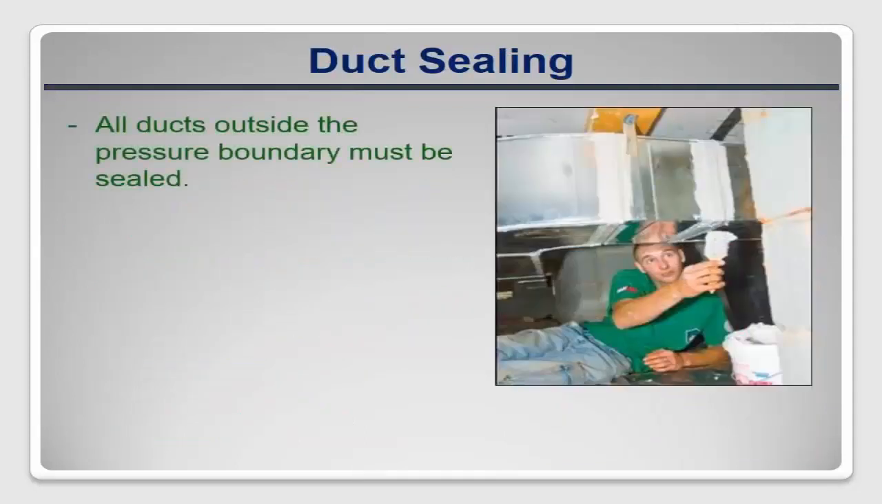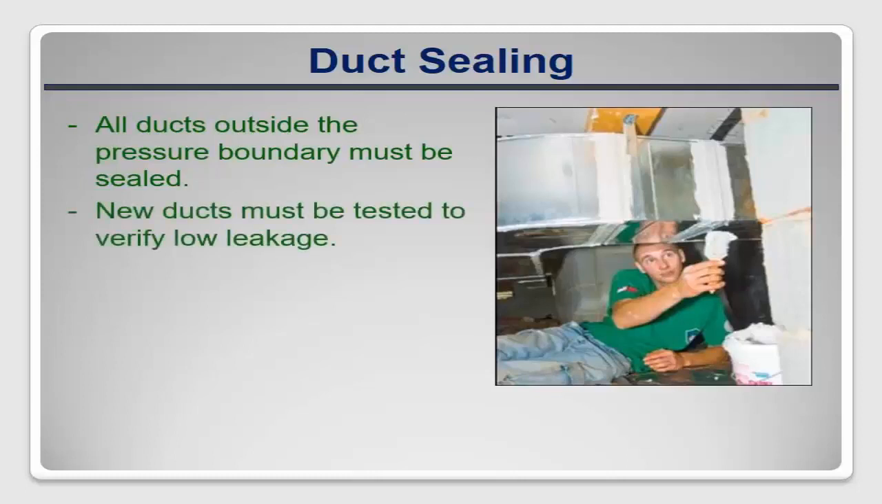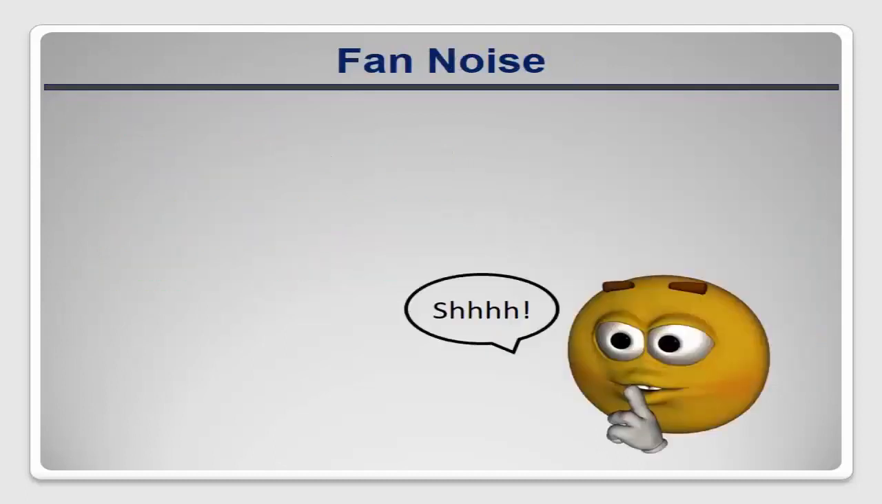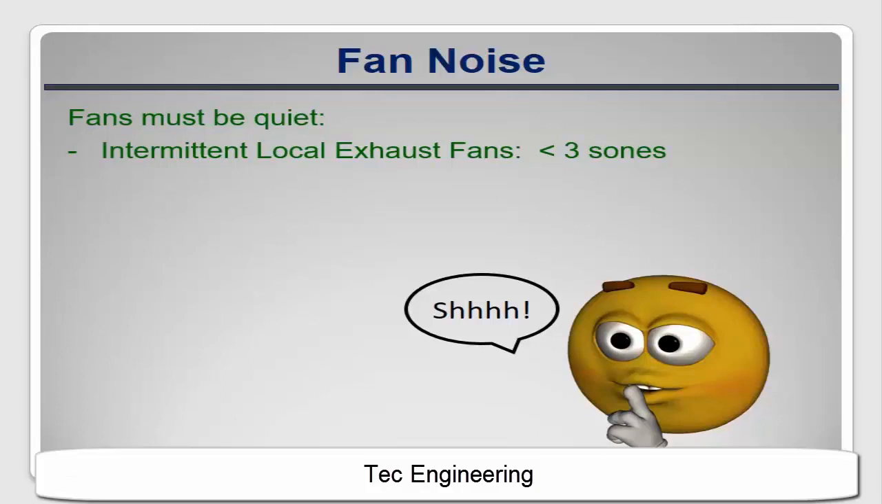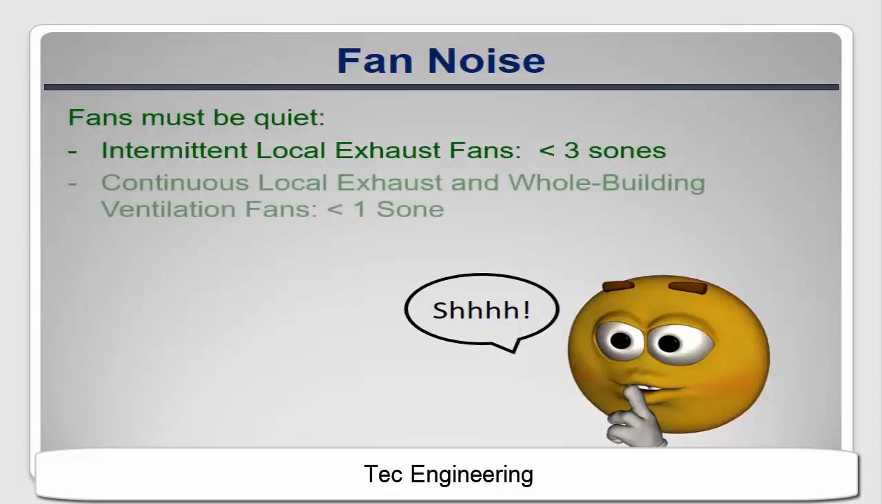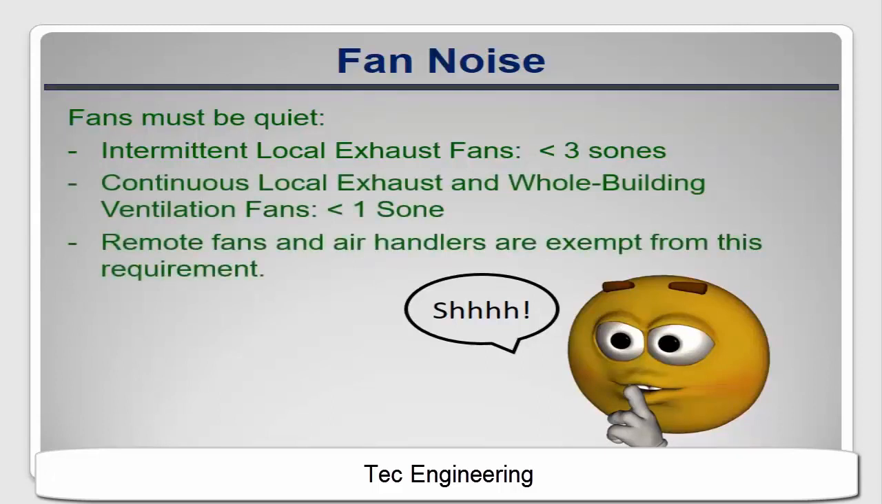Any ducts outside the pressure boundary must be sealed, and new duct systems must be tested to verify that they're tight. In addition, duct systems must not serve any garage spaces. The standard also requires that all fans run quietly. Intermittently operated exhaust fans must generate no more than 3 sones. That's not super quiet, but those fans are off most of the time. Continuously operated fans and whole building ventilation fans must be 1 sone or lower.